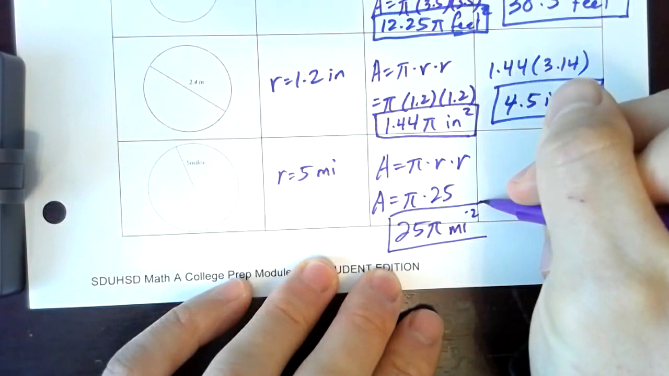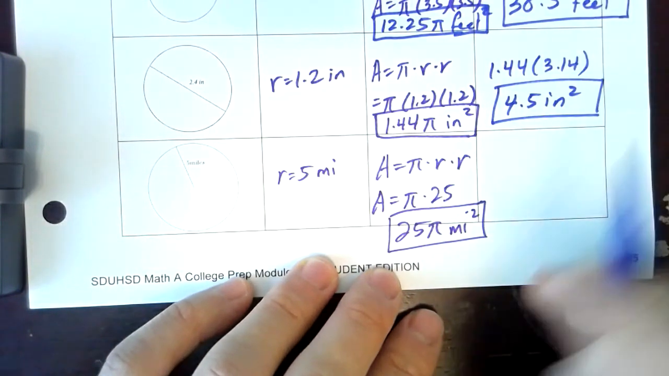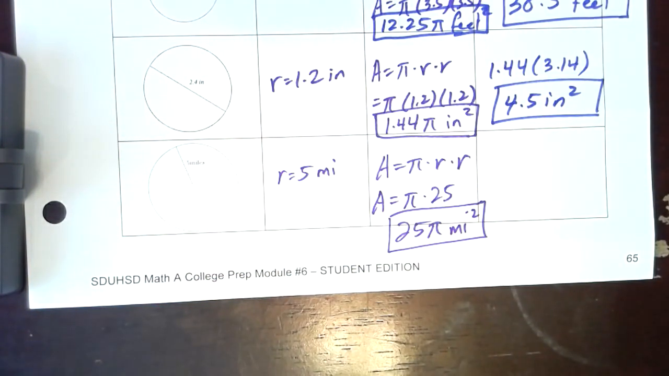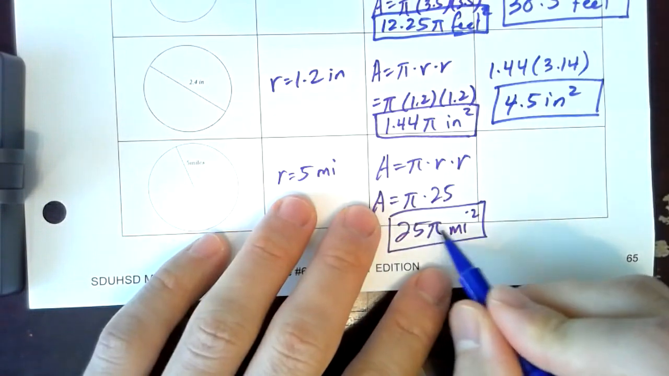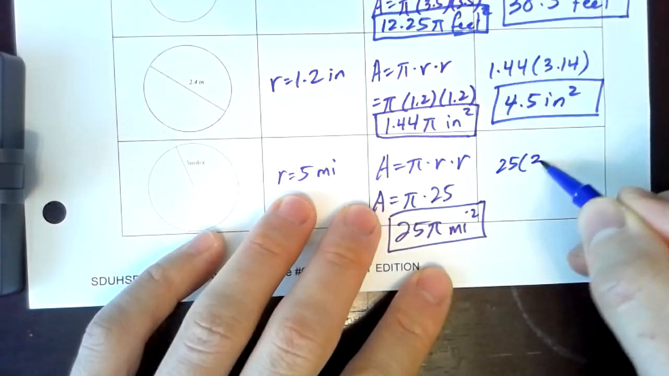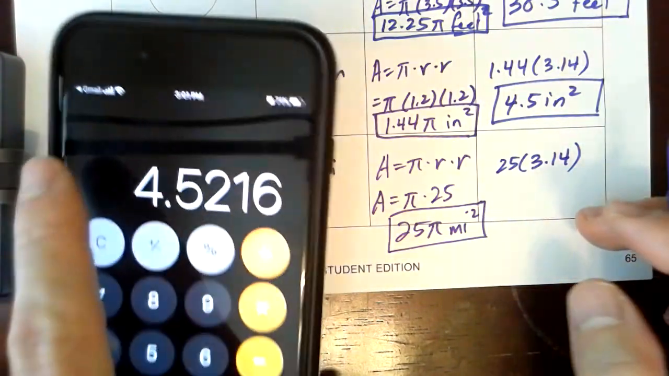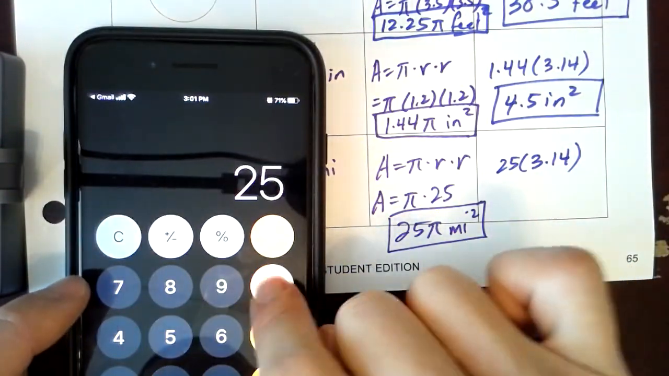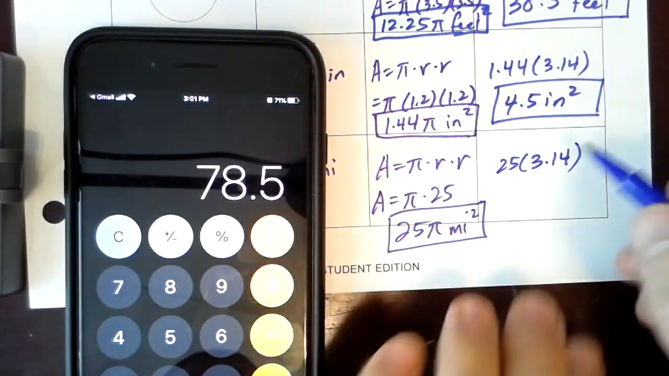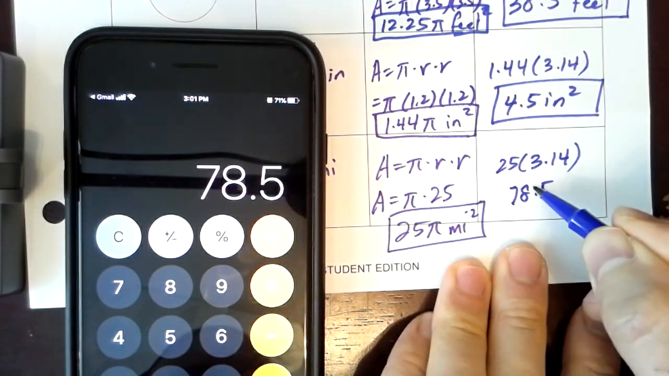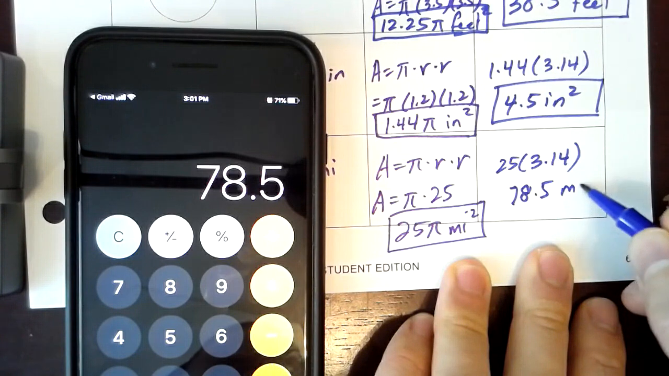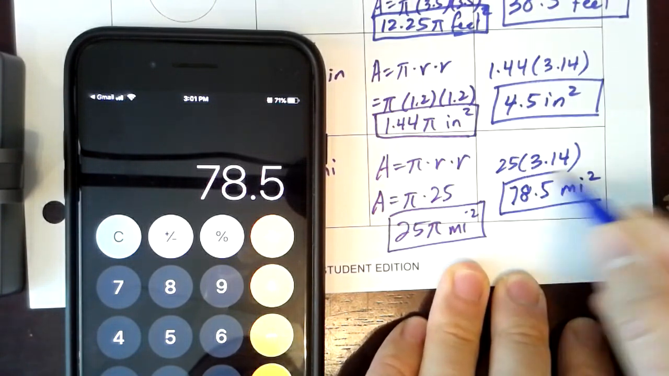25 pi miles. And then on the other side, they're saying, okay, well, what is that actually, approximately, if we don't use the pi? Well, then we just say 25 times 3.14. I believe that's 78.5. Yes, it is. Over time, class, when you do this more often, you'll start to see the patterns and you'll start to almost memorize the numbers.